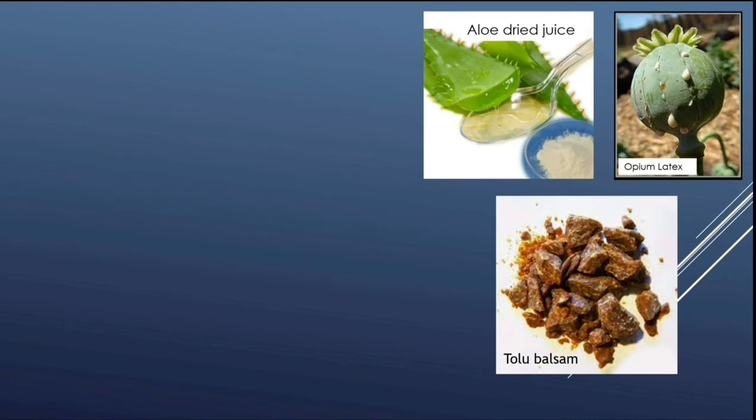Now we will discuss the unorganized drugs. These do not contain any cellular constituents and are the products of plants or animals, or they may be of mineral origin. These drugs can be prepared from the plants by some intermediate physical processes such as incision, drying, or extraction with a solvent. The drugs which are prepared from the dried latex are opium and papain. These are the examples of the drugs which are prepared from the latex of these plants.